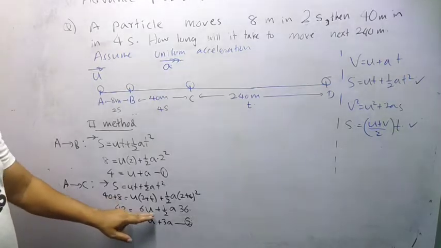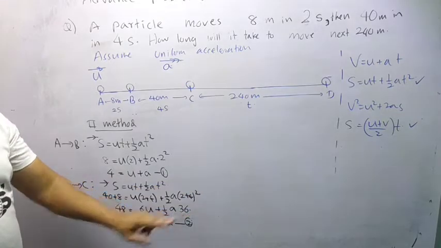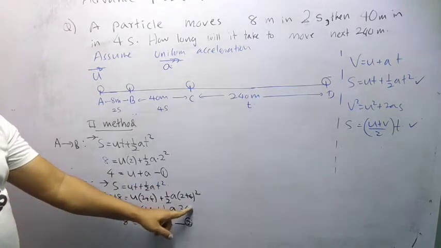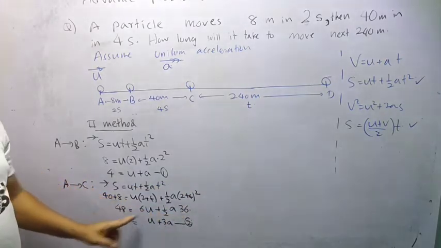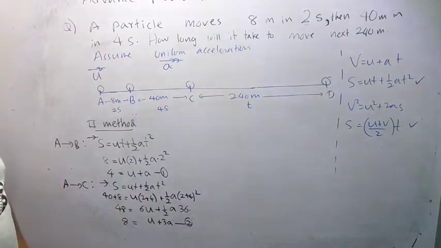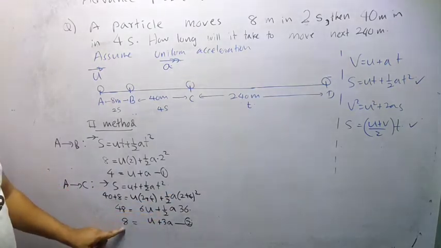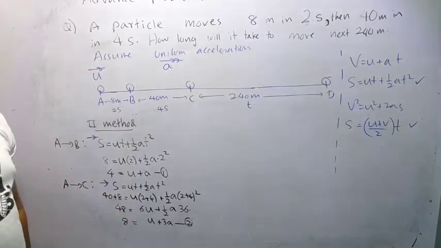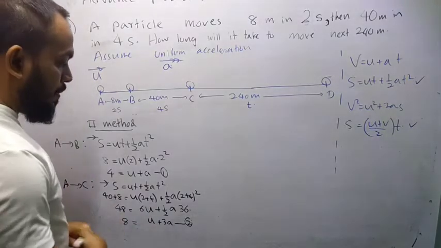48 equals 6u plus half a, 6 squared is 36, which gives 18a. Then I can divide this equation by 6. When I divide the equation by 6, I get 8 equals u plus 3a. Second equation.